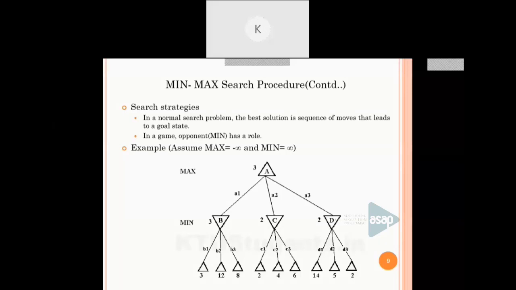See, the next step is you have to compare these resulting values 2, 4 and 6, and from these three values you have to find the minimum. So the minimum of 2, 4 and 6 is 2, so you will get a value 2 for the node C.